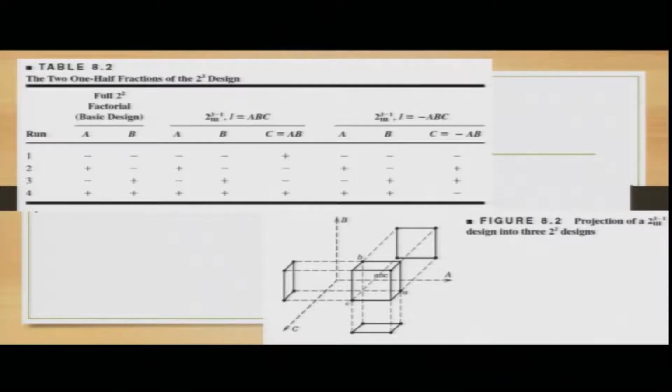Similarly, when I go to the combinations of 2 to the power 3 minus 1 suffix numeric Roman 3 and 2 to the power 3 minus 1 suffix numeric Roman 3 with an effect where the identity factor is ABC and in the other case is negative, then you basically have all the plus and minus signs given accordingly.